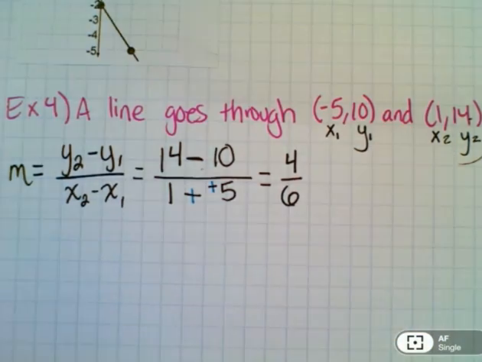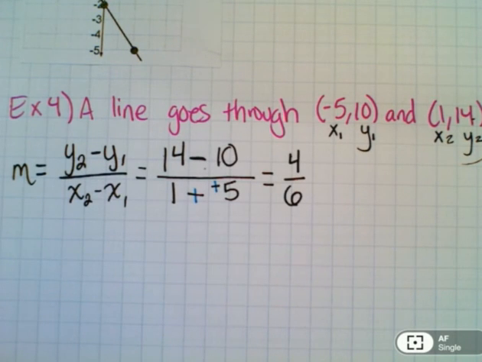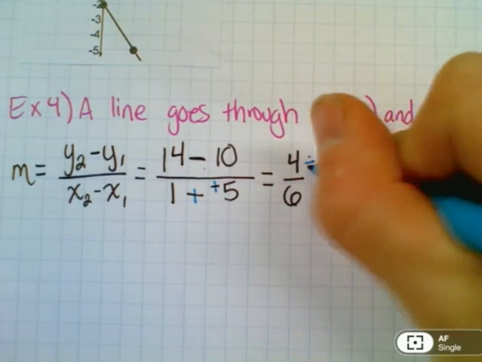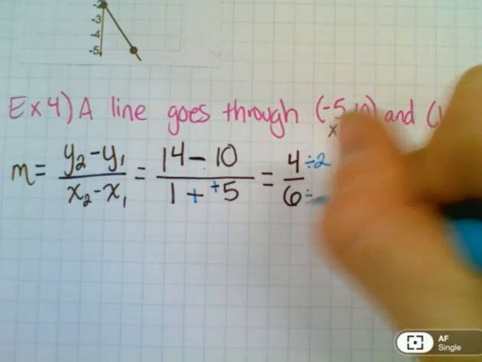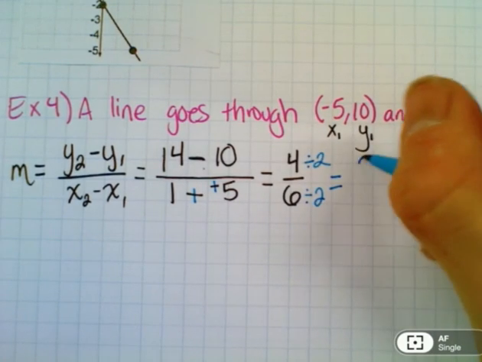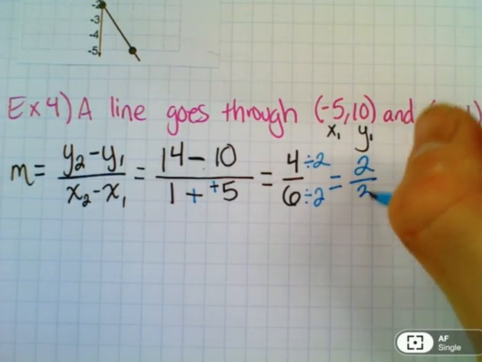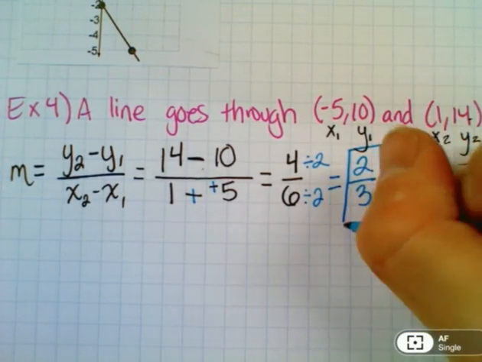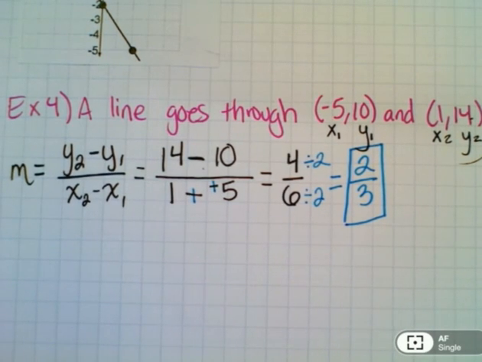So 4/6 is the slope. That can be reduced. So take a moment and see if you can figure out how to reduce that slope. I'm hoping you realized that both of these numbers can be divided by 2. 4 divided by 2 is 2. 6 divided by 2 is 3. So the slope here is 2/3.